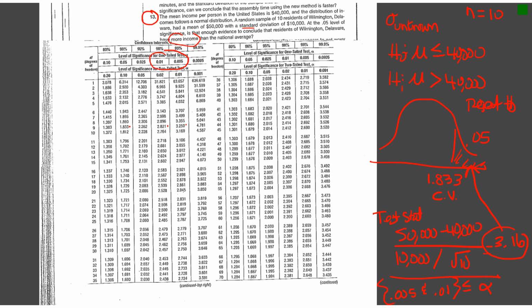That's a very, very small p-value. So that's definitely going to give you a rejection area, I'm sorry, a conclusion of reject the null.